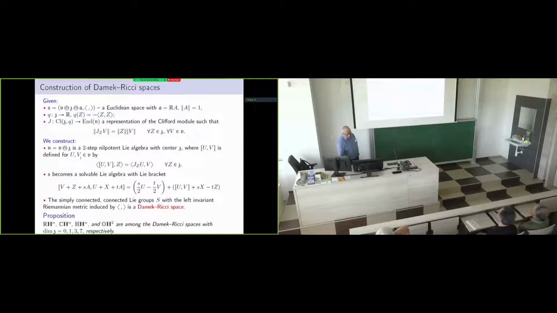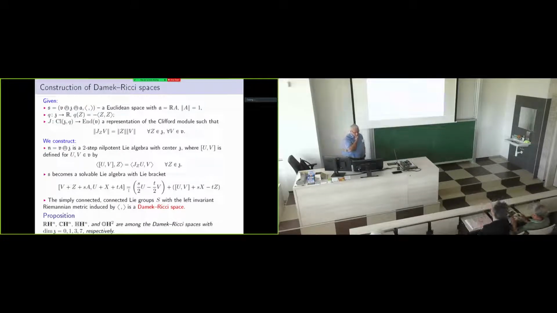So this is in the kernel of the construction, and then using this A, we construct a solvable Lie algebra structure on S, on the whole space, where this is the Lie bracket operation. I shall not really use this explicitly in the talk, but I wrote it just to have a look at it.